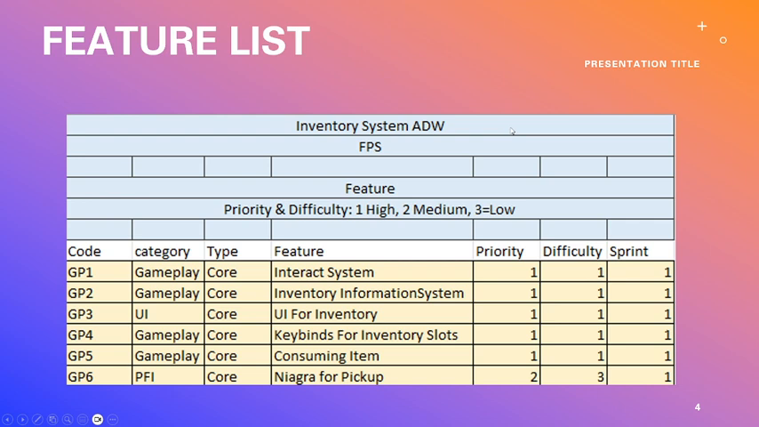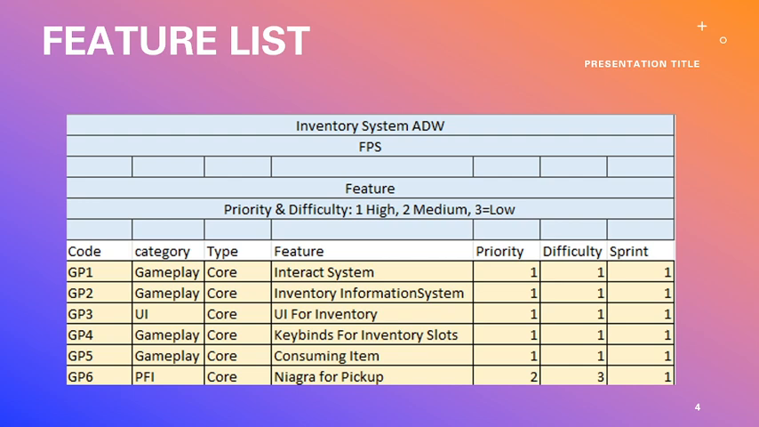So, feature list. Some of the things I found to be the most important would be the interact system, the sphere trace that basically allows you to then click E to interact with it. Then the inventory information system that the item you interact with is added to. The UI for that inventory system.